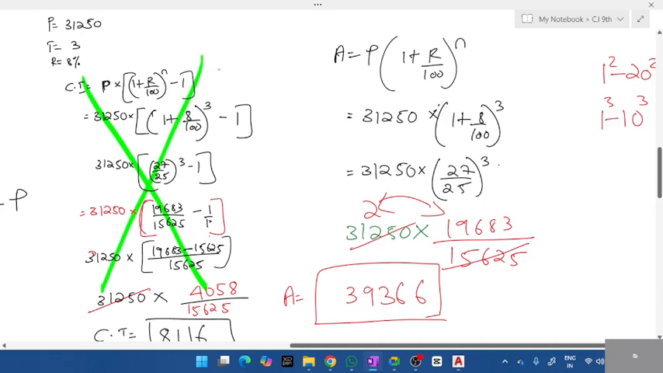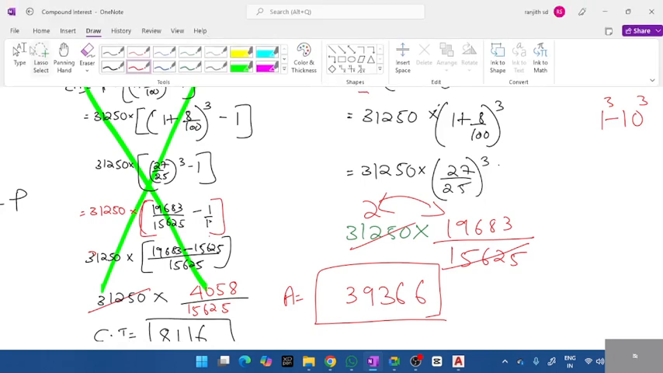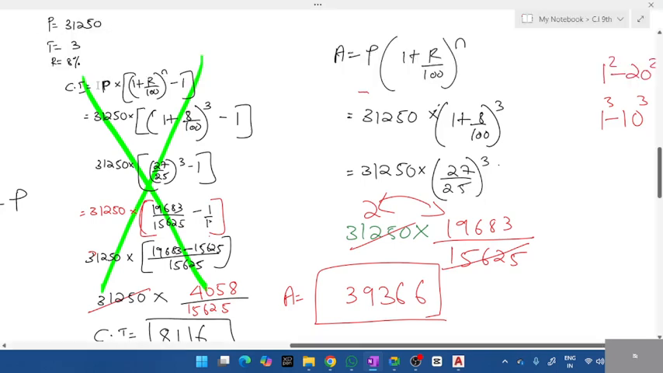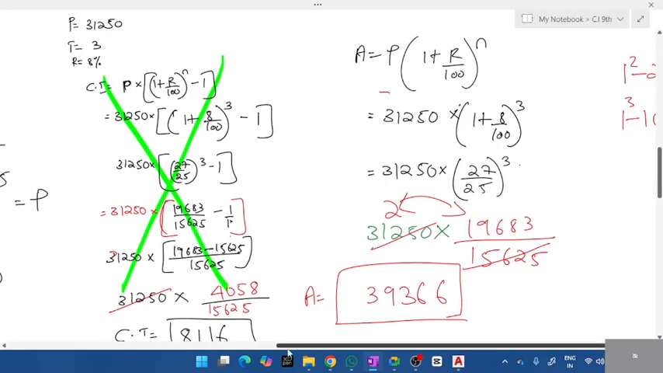Did you all understand how to use the compound interest and amount formula? Do you have any doubts? No, right? Okay. Simple. The only thing you should understand is the logic here.